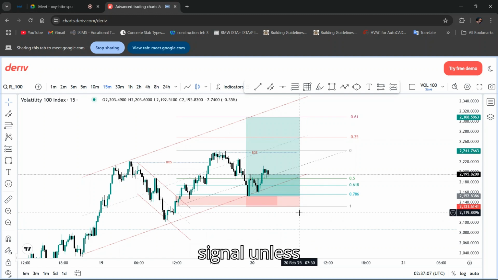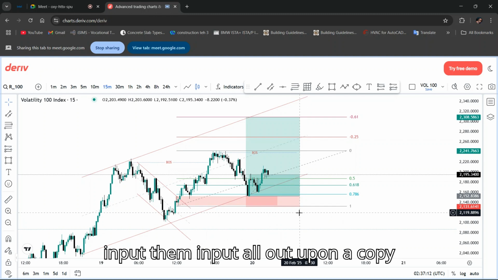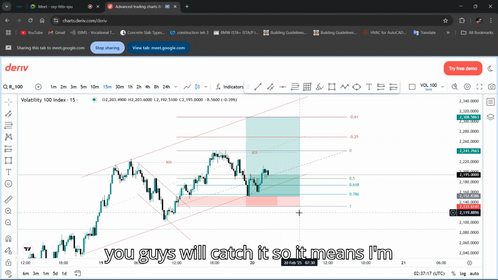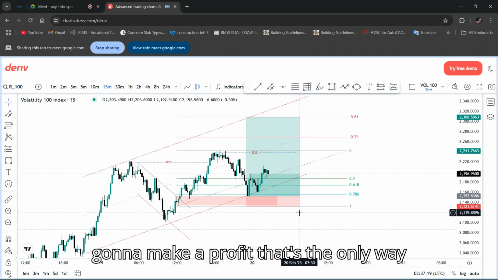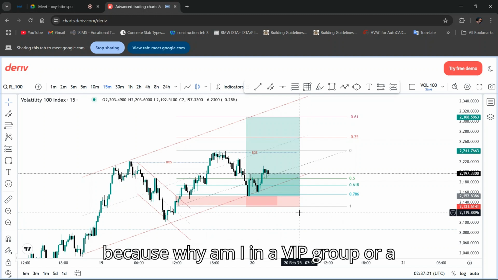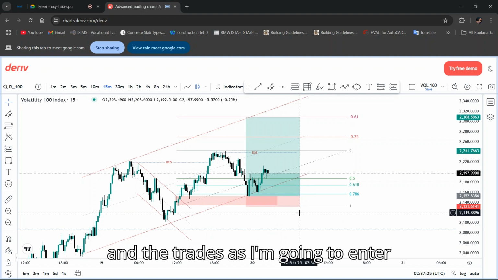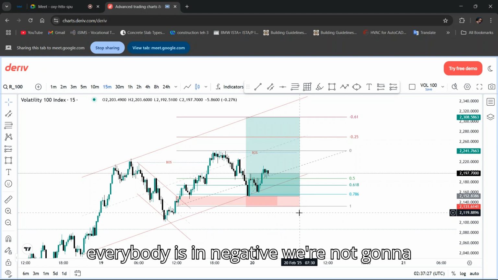That's not a signal. Unless it's put up on a copy trade system, so every trade he takes, you guys would catch it. It means the owner makes a profit. That's the only way. Because why am I in a VIP group or a signals group if I can't make any money? And the trades as I'm going to enter, everybody is in negative.